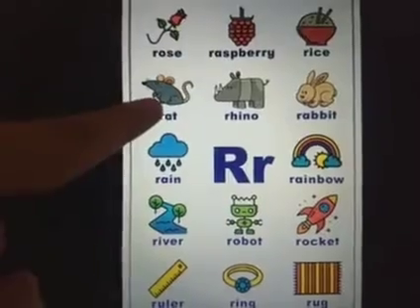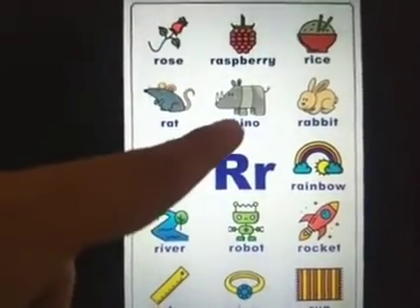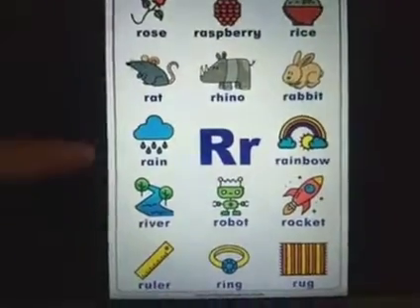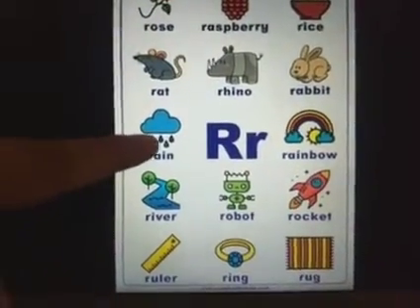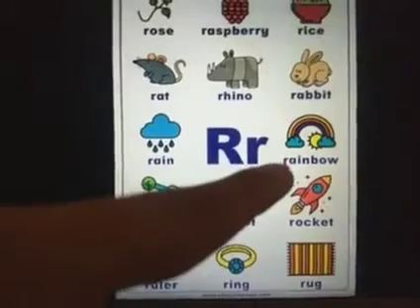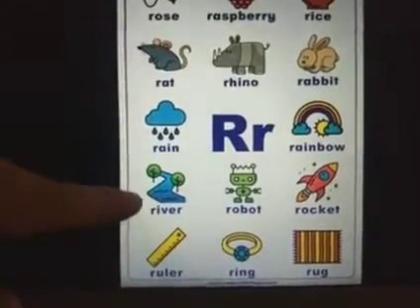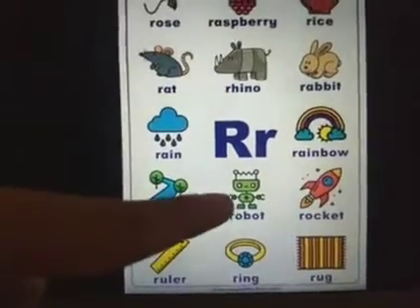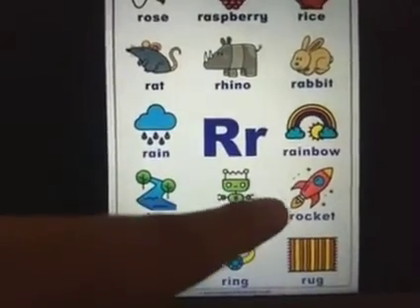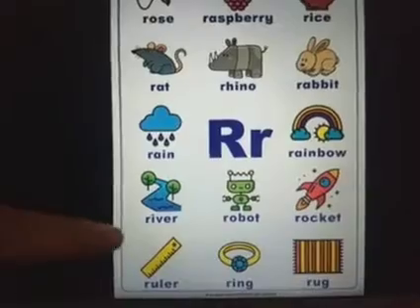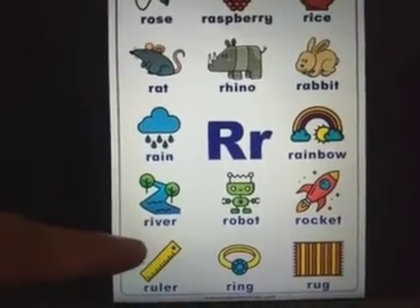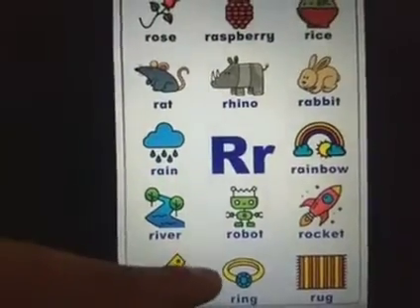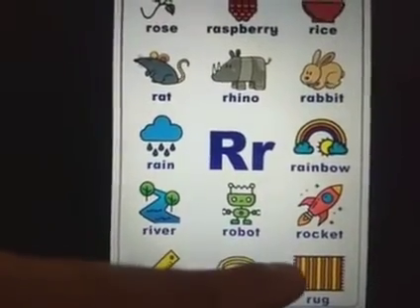Rat. Rhino. Rabbit. Rain. Rainbow. River. Robot. Rocket. Ruler. It's the scale that you use to measure. Ring. Rug.